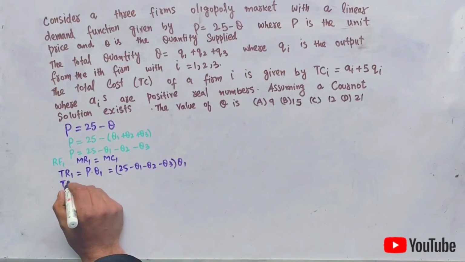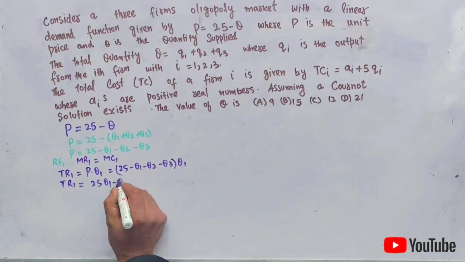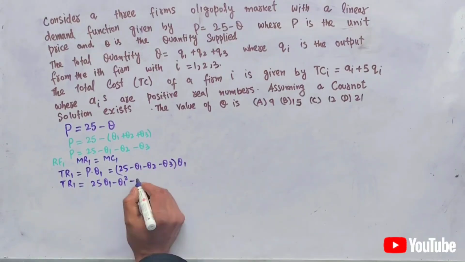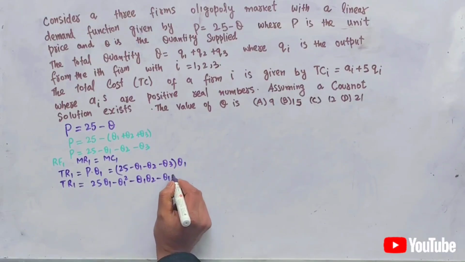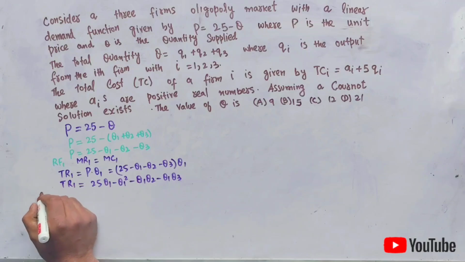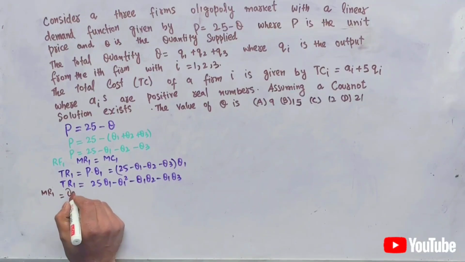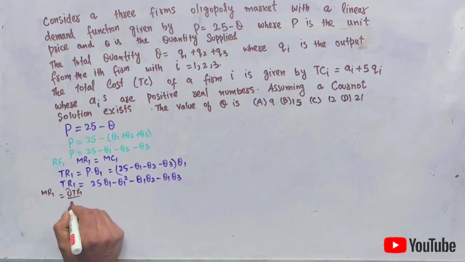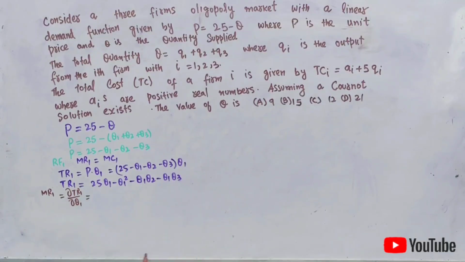So total revenue of firm 1 will be equal to 25 Q1 minus Q1 square minus Q1 Q2 minus Q1 Q3. This is the total revenue of firm 1. What is the marginal revenue of firm 1? Marginal revenue of firm 1 will be the change in the total revenue of firm 1 due to the change in the quantity of firm 1.